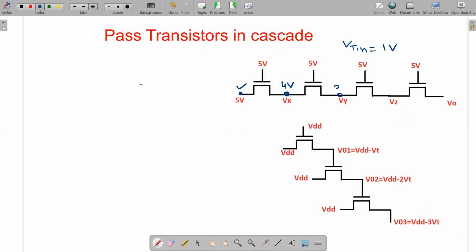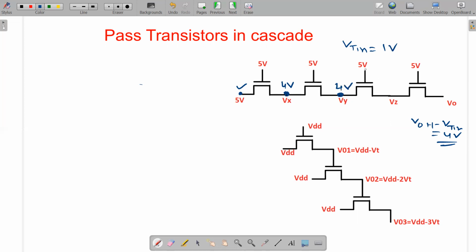Similarly here, just a minute. Here it will be how much? 4 minus 1, that is 3 volt. Oh, sorry. Yeah, in the second case, now see, here you are getting 4 volt. So at the node Vy, how much can it transfer as per the logic? We know that it can transfer VOH minus VTN. That means the maximum voltage it can transfer is 4 volt. What is our input voltage? 4 volt. So it can easily transfer that and the output will be 4 volt.